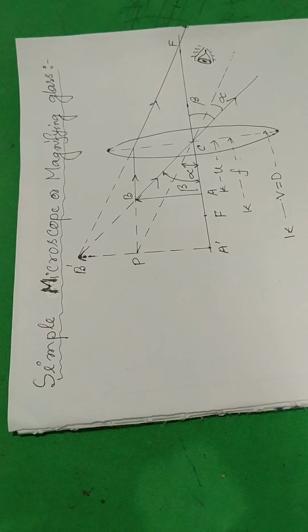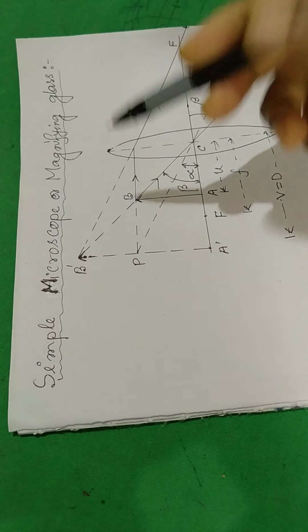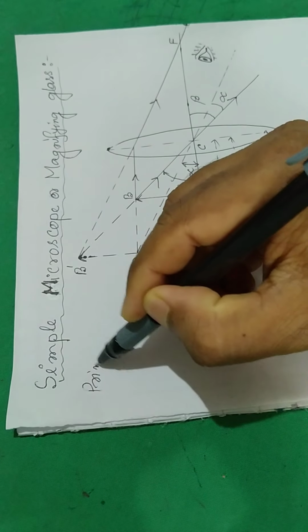A simple microscope consists of a convex lens of small focal length. A magnifying glass is an example of a simple microscope. So what is the principle of a simple microscope? Principle.